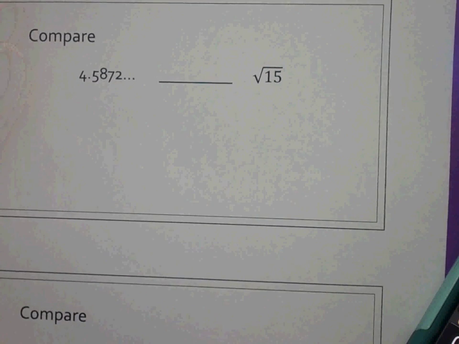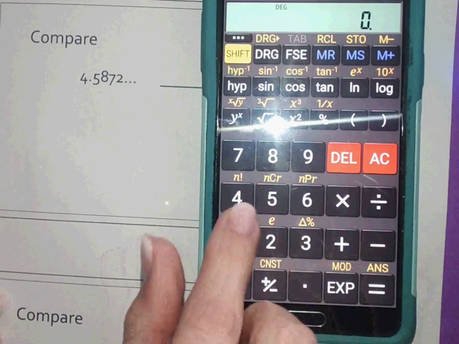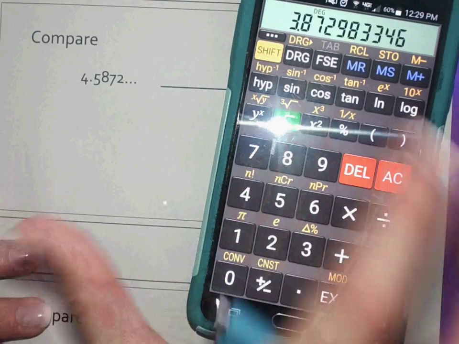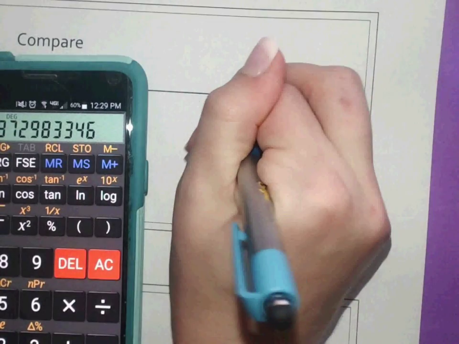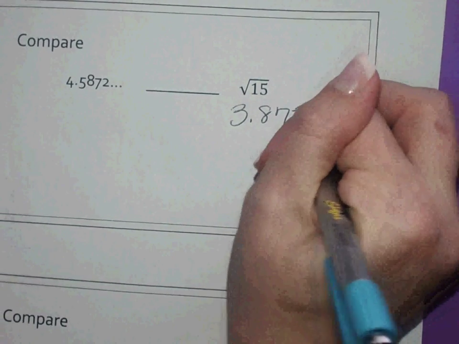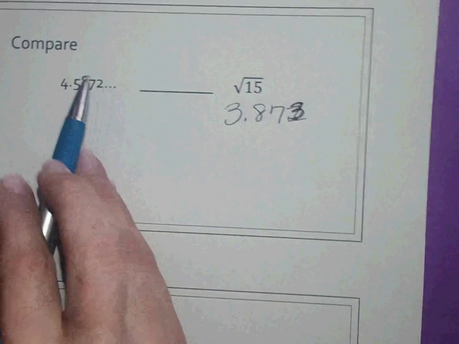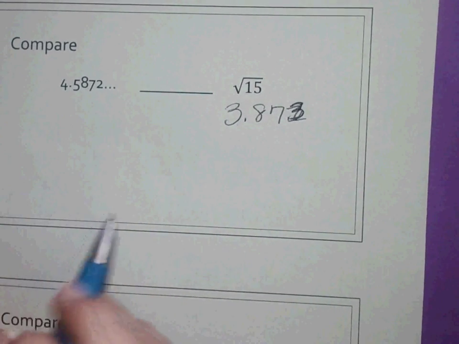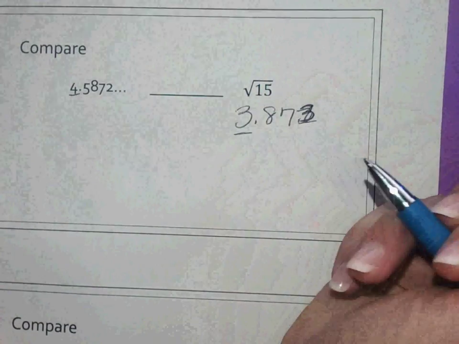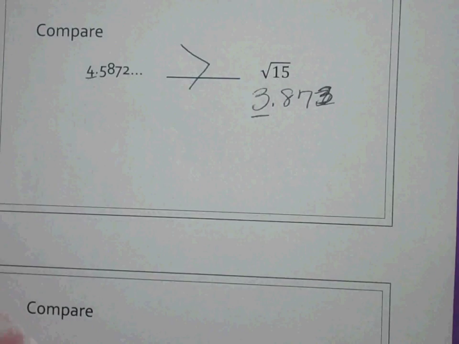Okay, what about if we're supposed to compare? We have a decimal and a radical. Well, it's very hard to compare those without knowing what that radical is. So I'm going to say the square root of 15 is 3.873. Comparing 3.873 and 4.5872, the one that's greater is the one with 4 in the ones place. So this one says greater than.